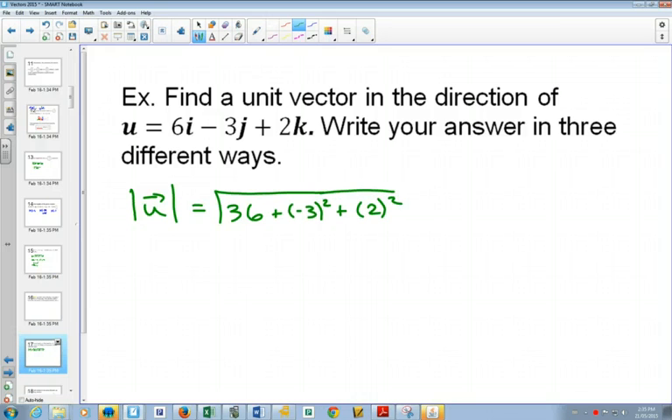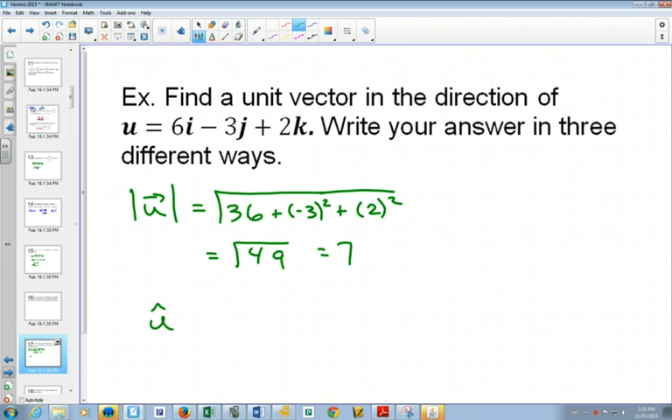So we got 36 plus 9 plus 4. Oh, it's this pretty one that has a length of 7. So our vector has a length of 7. We want to write a unit vector that has a length of 1. So all we would have to do to our vector is divide it by 7.